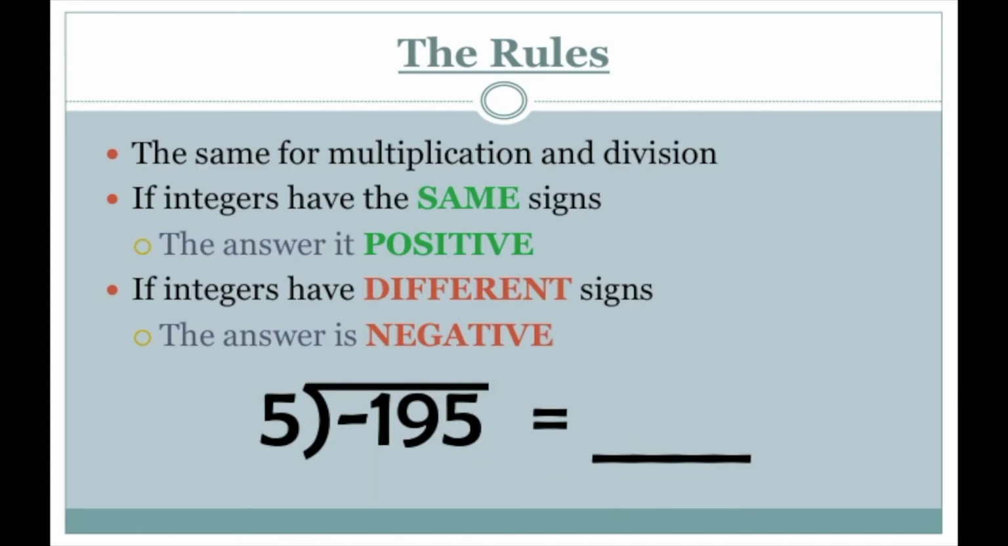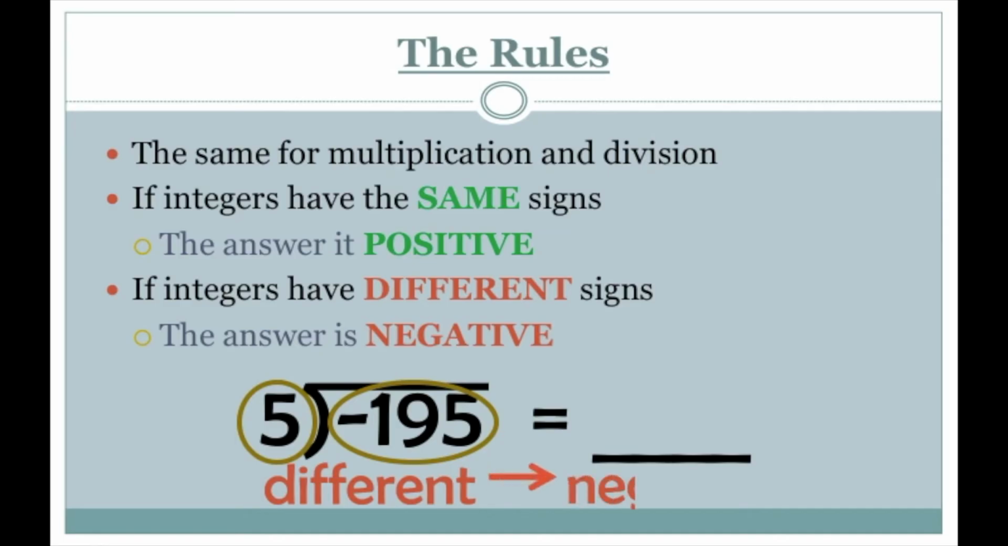How about here? Here we have negative 195 divided by 5. Let's look at our numbers. 5 is positive, and 195 is negative. So our signs are different. So because our signs are different, our answer will be negative. And the division stays the same. What's 195 divided by 5? That is 39. And because our signs are different, it is negative 39.